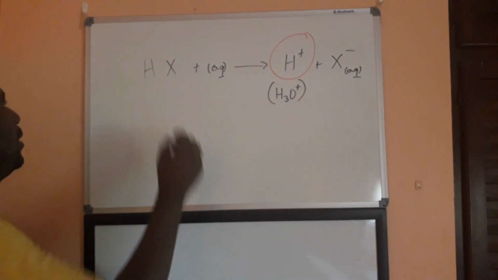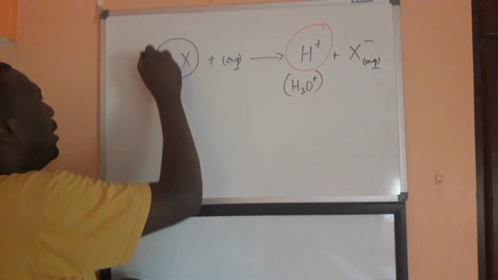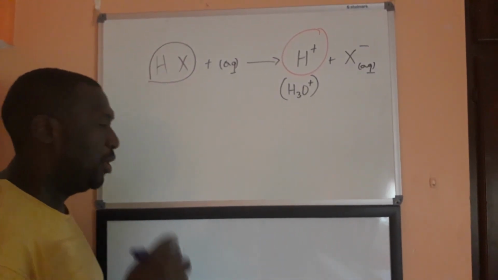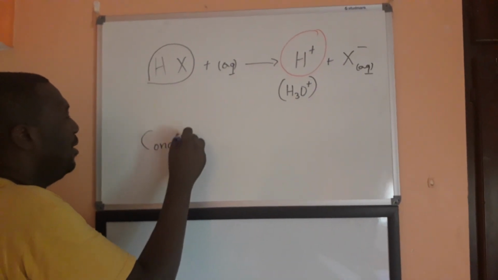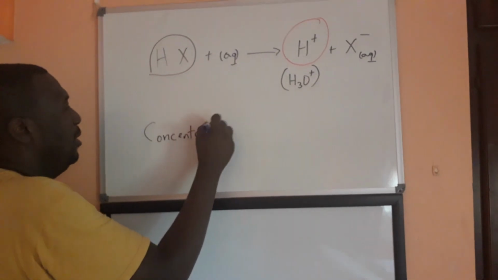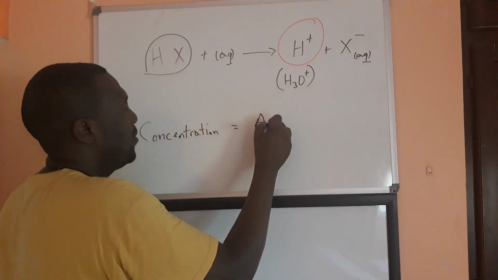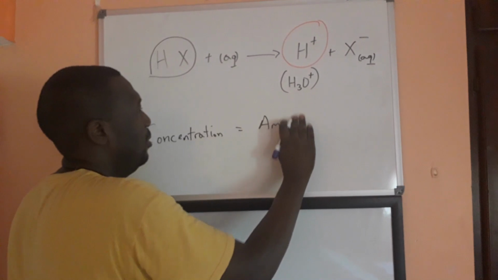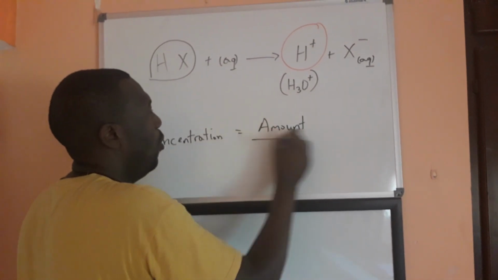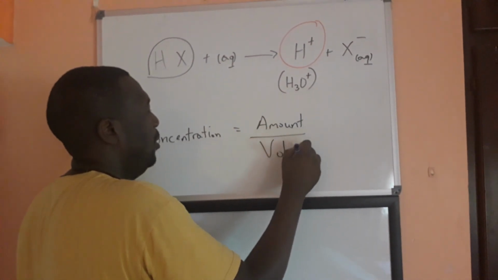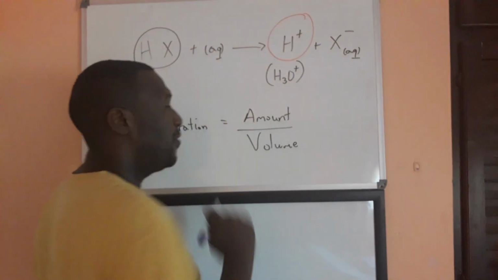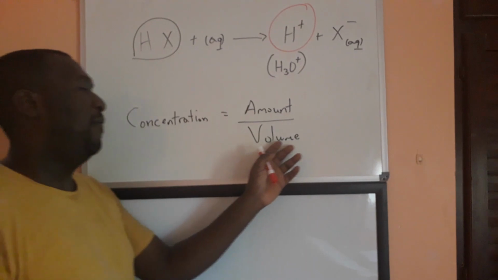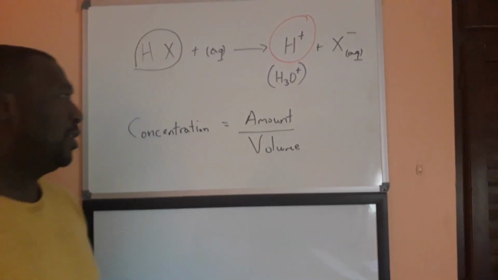Now, this is my acid here, HX. And let's talk about the concentration of the acid. The concentration of anything is the amount of substance over the volume of the solution. All right? So it's amount of substance over the volume of the solution.